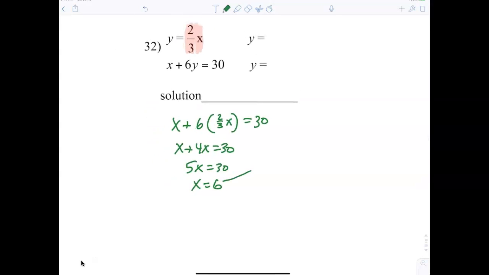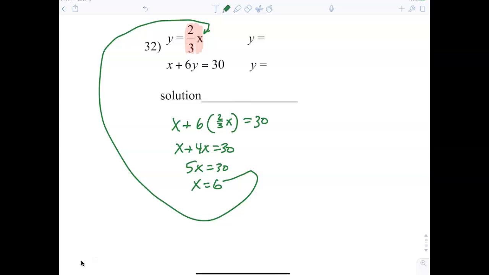Now I come back up here. The easiest one is right up here. So y equals 2/3 of 6. All right, I'm happy with you guys. So my solution is 6 comma 4.